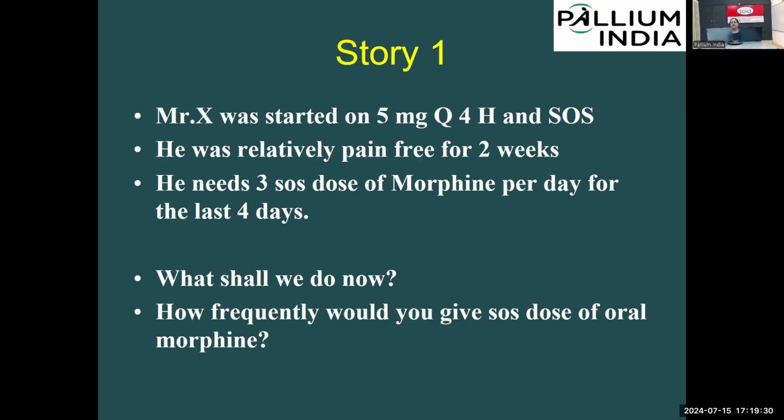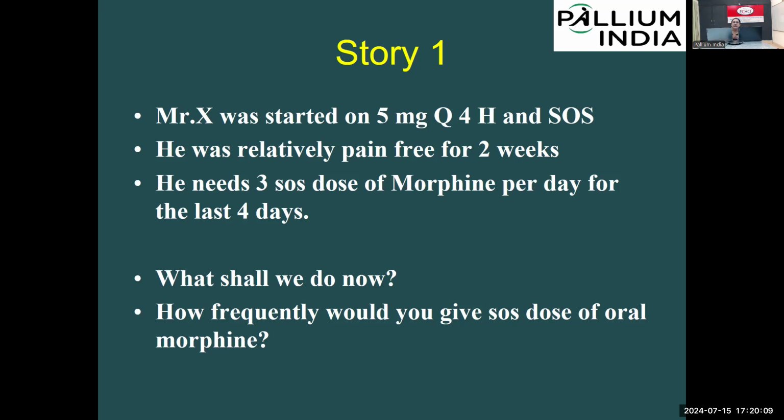So now moving on to our story. We had a patient who came to us with severe pain, 10 on 10 pain, and we did an intravenous morphine titration for him, and we found that 4.5 milligram of intravenous morphine was essential for adequate, satisfactory pain relief in that patient. And to send him home, we converted it to tab morphine 5 milligram Q4H and 10 milligram night dose and 5 milligram as SOS dose. And this patient was having adequate pain relief for 2 weeks.